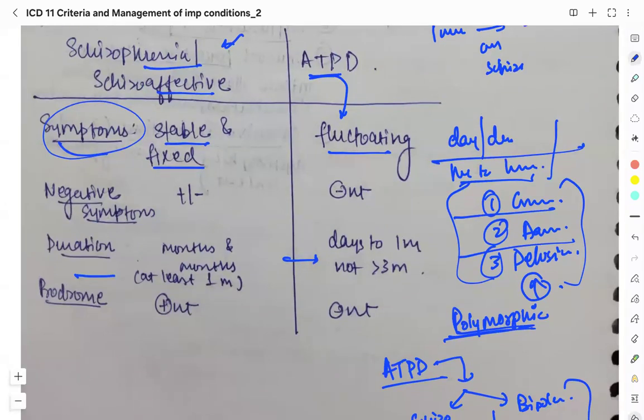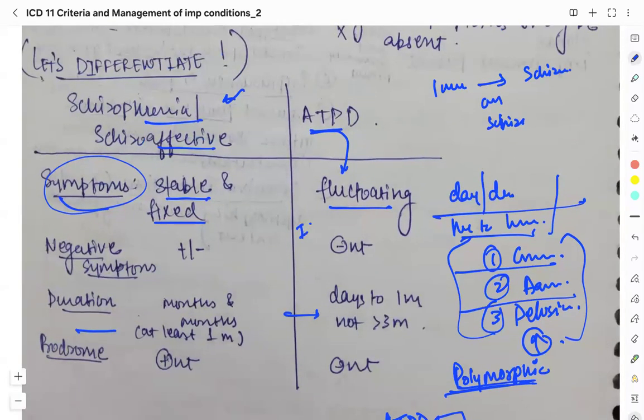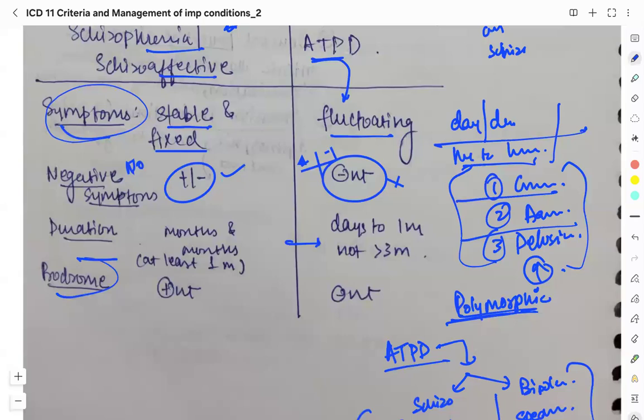ICD-11 clearly writes that no negative symptoms would be present in ATPD. In acute and transient psychotic disorder, no negative symptoms are present, but in schizophrenia, they may be present or absent. And prodrome is absent in acute and transient psychotic disorder because it starts within days, like within 2 to 3 days. But schizophrenia usually has a very insidious and gradual onset.